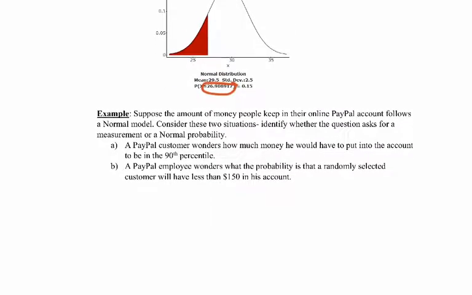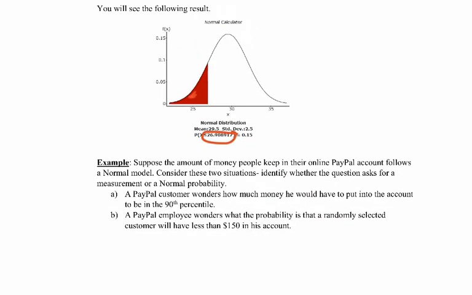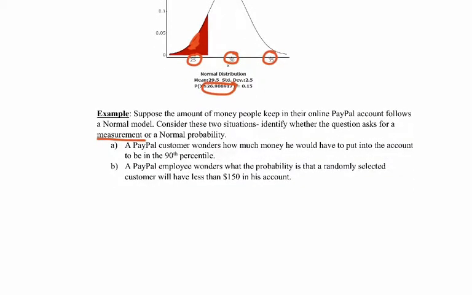Okay, so the next example. Suppose the amount of money people keep in their online PayPal account follows a normal model. Consider these two situations. Identify whether the question is asking for a measurement or a normal probability. So the probability is that area, the probability is what's shaded in red. When they say measurement, they're talking about the number, the X value. So which one are they asking for in each of these respective questions?